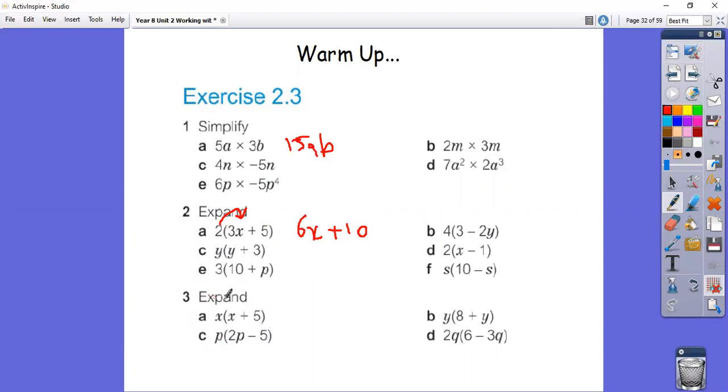10. Question 3, again you're expanding, so x times x is x squared, x times 5 is plus 5x. Notice how these won't simplify any further. So that's x squared plus 5x, 6x plus 10. Now I'll let you do the rest of the questions and we'll move on to the second part.